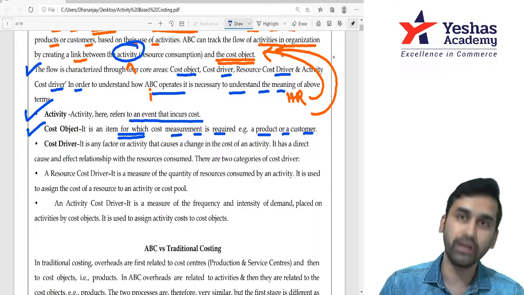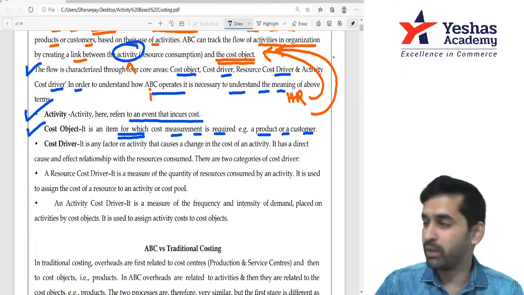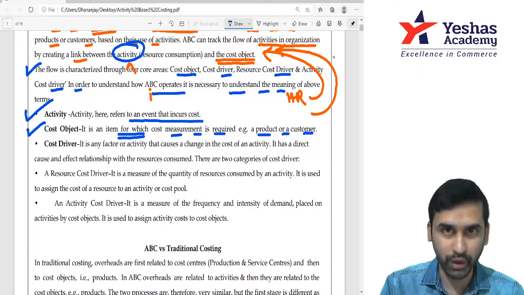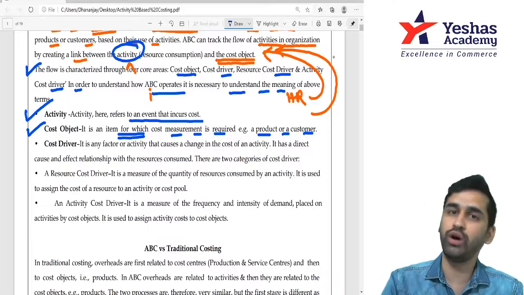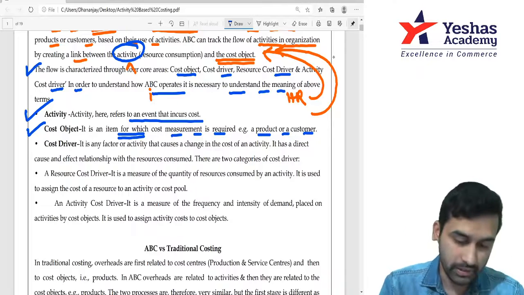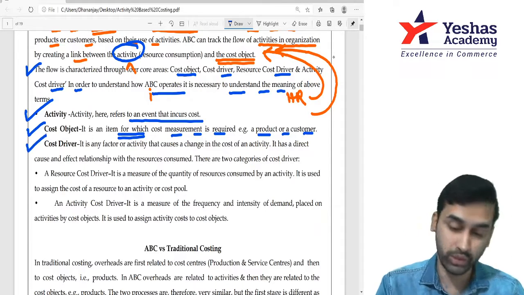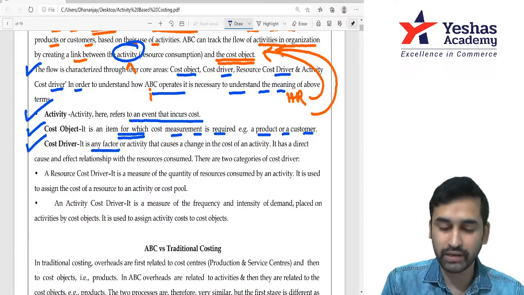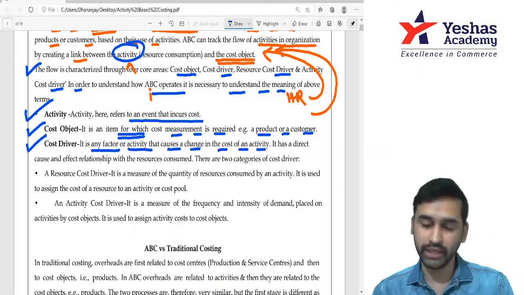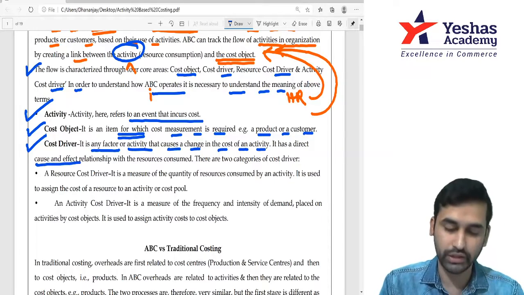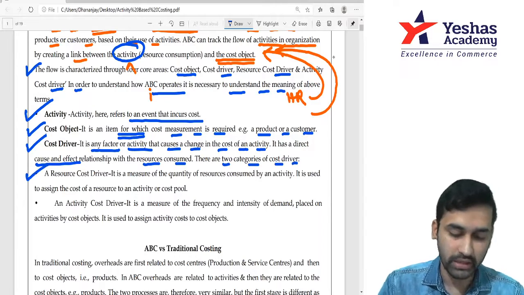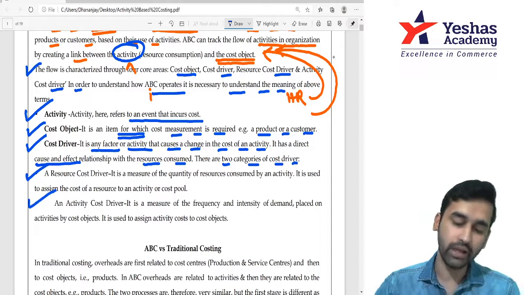If I am calculating cost per mobile phone, then mobile phone will be my cost object. If I am calculating cost per laptop, then laptop becomes my cost object. Simple. So first thing is activity, second is cost object, third cost driver. What is cost driver? It is any factor or activity that causes a change in the cost of an activity. It has a direct cause and effect relationship with the resources consumed. There are two categories of cost drivers: a resource cost driver and an activity cost driver.